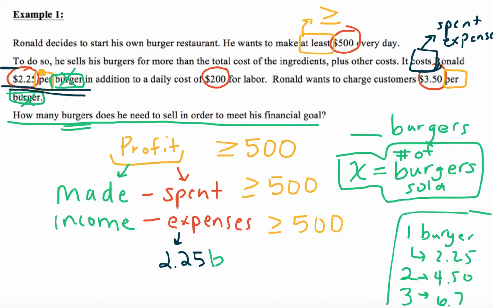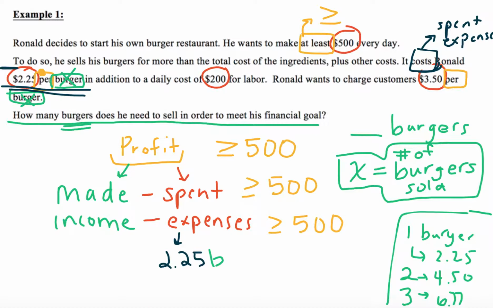When I'm at the bottom of the screen, sometimes it jumps. But that should say 75 right there. Okay? $6.75 if you sell 3 burgers. Notice that each time we're multiplying the amount it costs per burger to find that expense. So this is one of Ronald's expenses. He's losing $2.25 per burger.